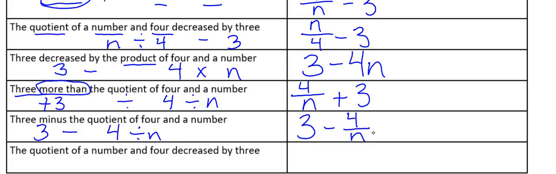The next one, the quotient of a number and 4 decreased by 3. This is just like the one we did up here. If you notice, we've duplicated it. This is the same thing, the quotient of a number and 4 decreased by 3. Same problem. All right, let's keep going to the next part.